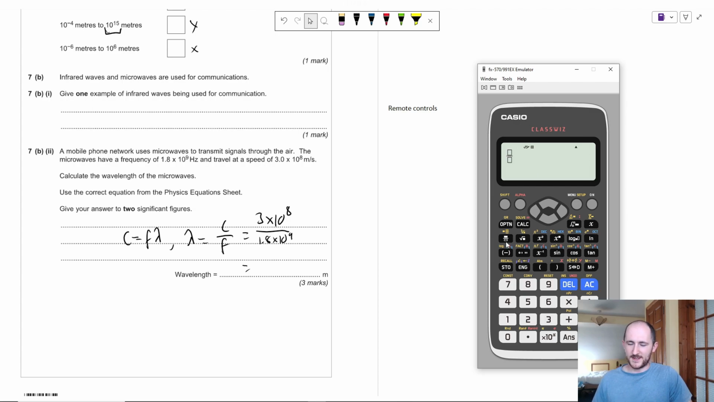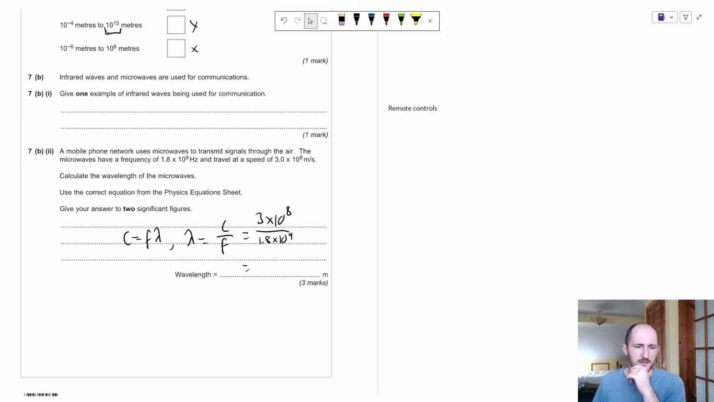It's been so long since I've done this, and I'm sure that a lot of this is actually not changed, but has been on and off the spec. Oh, I'm pressing the wrong key. That's why. 1.8 times 10 to the power of 9. Ooh, that was close. Cool. 1/6. Really? Yeah, that makes sense. Okay. So two significant figures, so 0.17 meters. 3 marks for that. All right, fine.